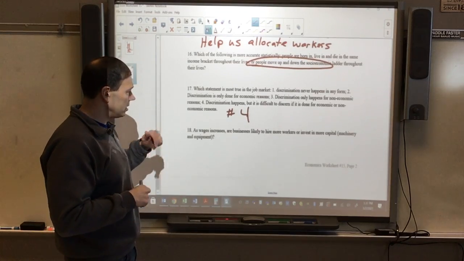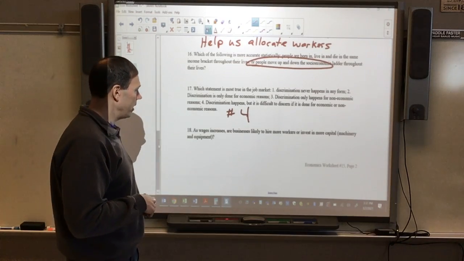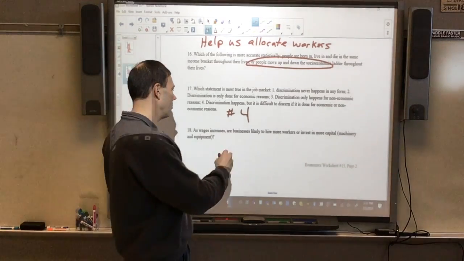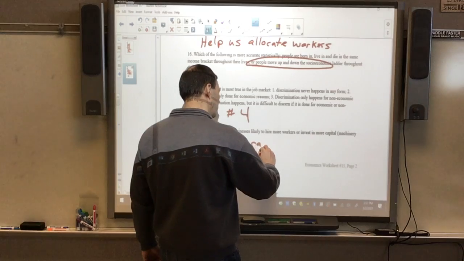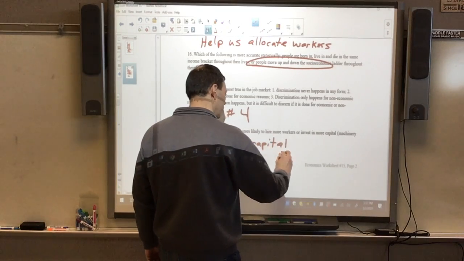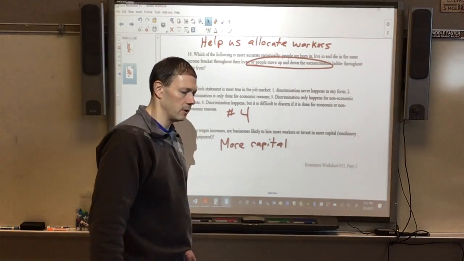And lastly, number 18, we just covered this. As wages increase, businesses are more likely to invest in more capital. Okay, in other words, more machinery and equipment, and hire fewer workers. And that's what we just covered a second ago.